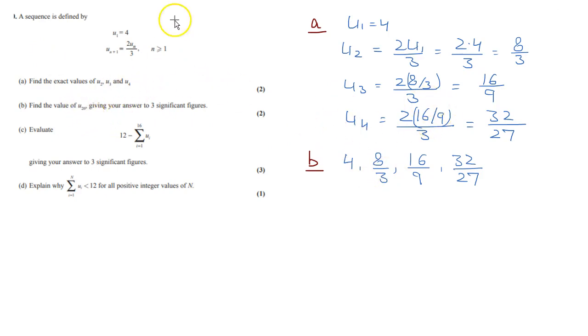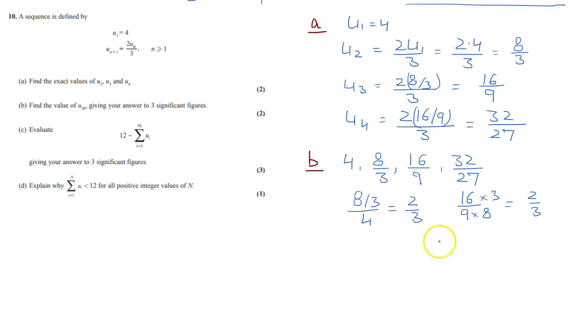Now we have to find the 20th term. The best way to find the 20th term is to find out whether it's arithmetic or geometric. It seems to be geometric. Let's divide the second term by the first term. So 8 over 3 divided by 4 is equal to 2 over 3. 16 over 9 divided by 8 over 3: 8 times 2 is 16, 3 times 3 is 9. So 2 over 3. So a is 4, r is 2 over 3, and this is a geometric sequence.